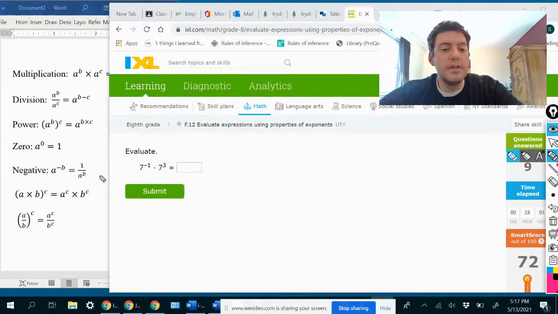All right. 7 to the negative first power is like 1 over 7 to the first power, and then we have times 7 to the third power.